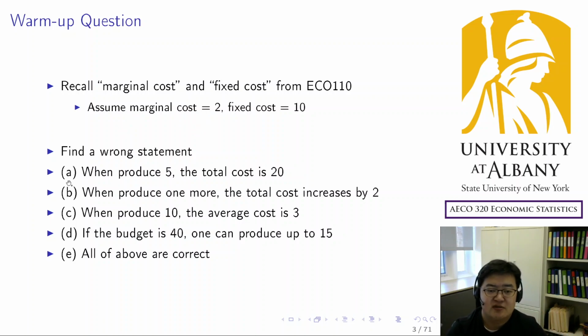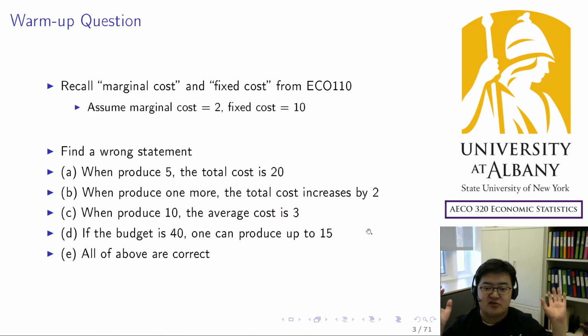So let's think about this. When you produce 5 units, then the total cost is the fixed cost 10 plus 2 times 5. So this is correct. And when you produce 1 more unit, the total cost increases by 2, which is the definition of the marginal cost. When you produce 10, then the fixed cost 10 plus 2 times 10 is the total cost. The total cost is 30. So 30 divided by your production is 3. That's the average cost, right?